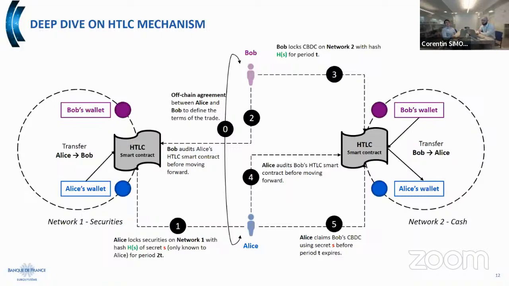And the last step is step 6, where Bob claims the securities using the secret S that was revealed by Alice on network 2. And he claims the securities before period 2T expires.